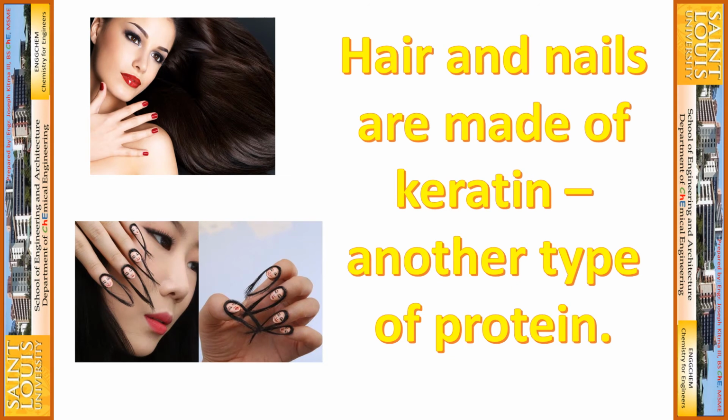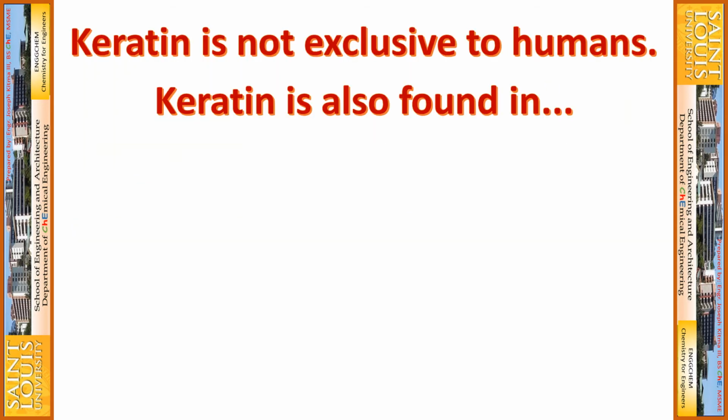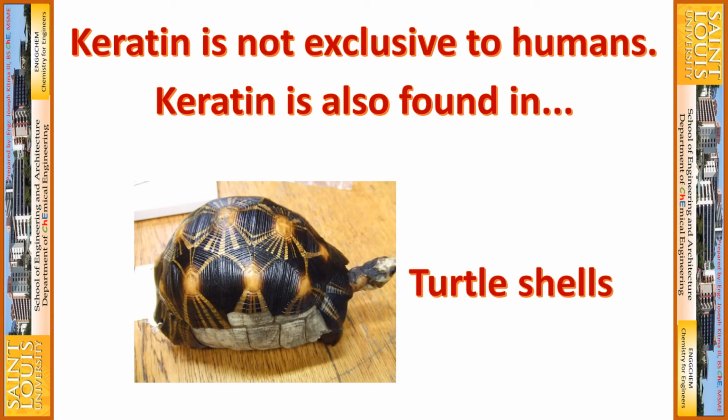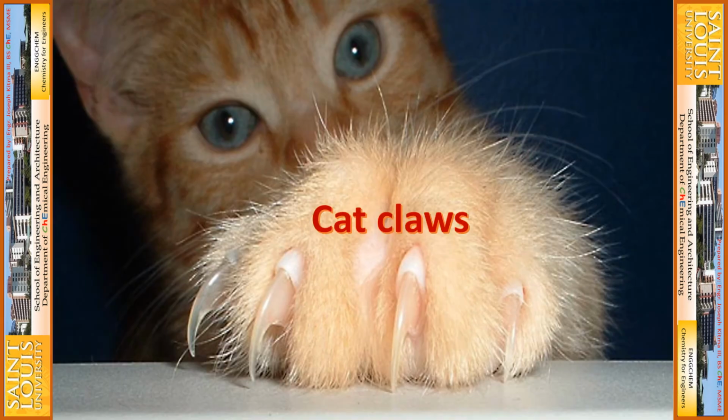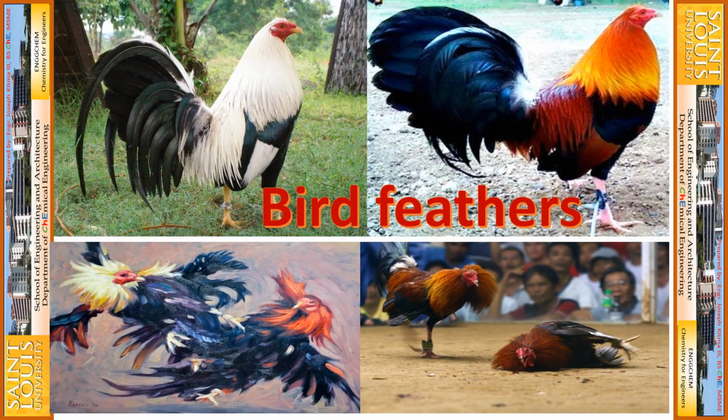Hair and nails are made of keratin, another type of protein. Keratin is not exclusive to humans. Keratin is also found in turtle shells. Keratin can also be found in cat claws. And also, it can be found in bird feathers.